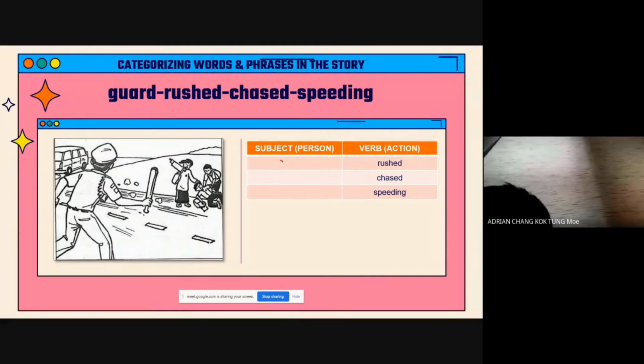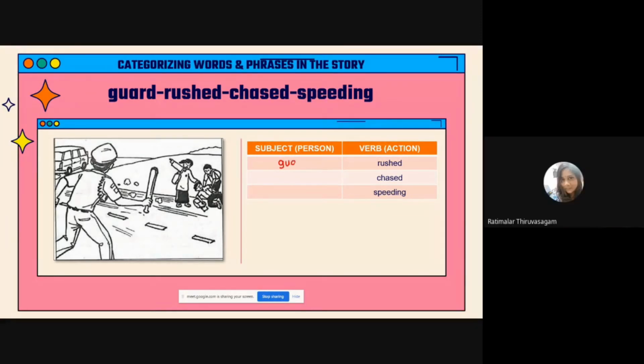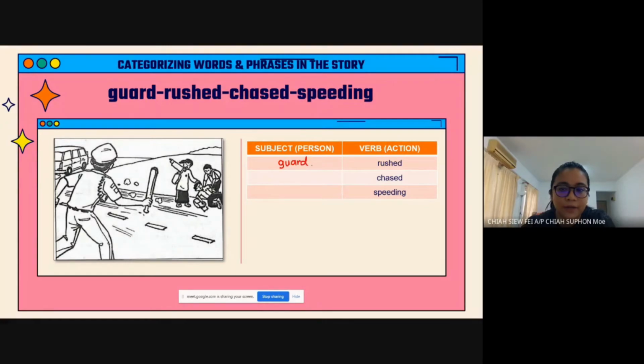The school guard. The security guard. Yes, the school guard, the security guard. Very good. Okay, we gave a name already to the guard, right? Pak Abu, isn't it? Okay, chase.